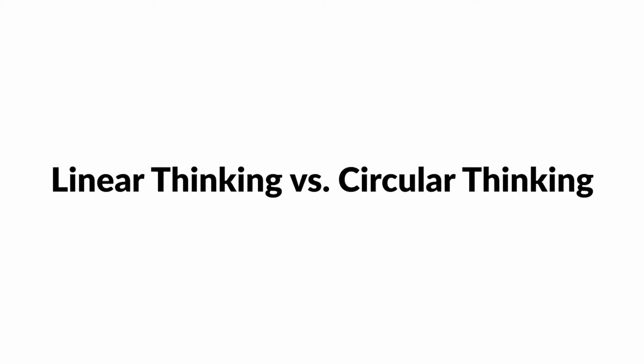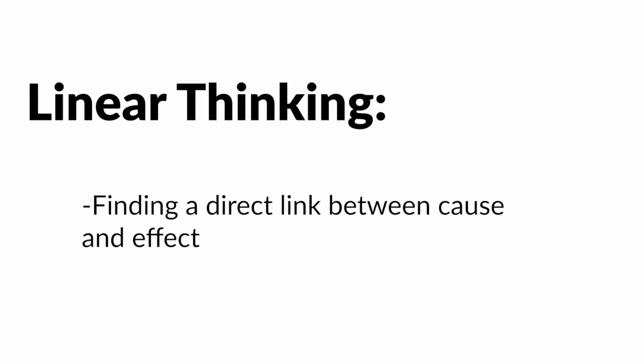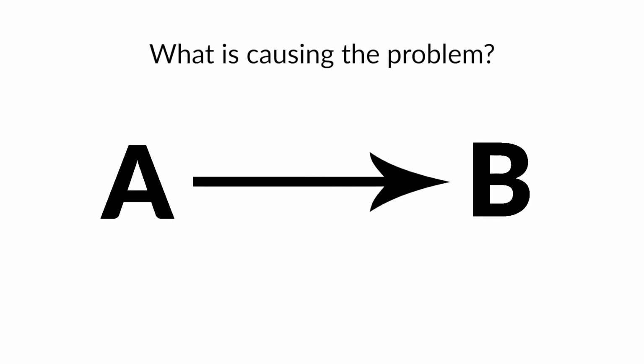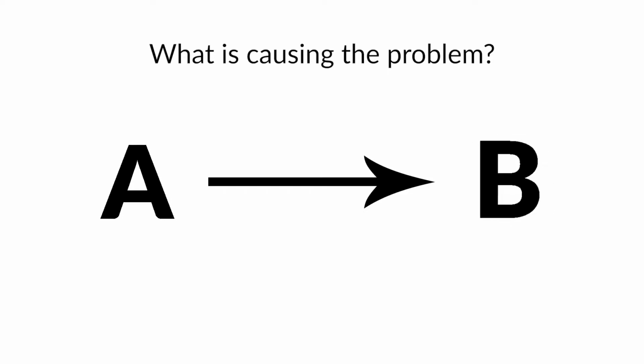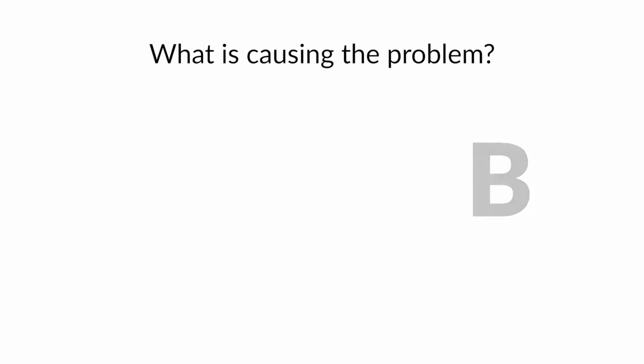This session is about the difference between linear thinking and circular thinking. Linear thinking, simply put, is about finding a direct link between cause and effect. If B is the problem, what causes it? A is causing B. There is a direct link between A and B. So what do you do? If you remove A, B would disappear.